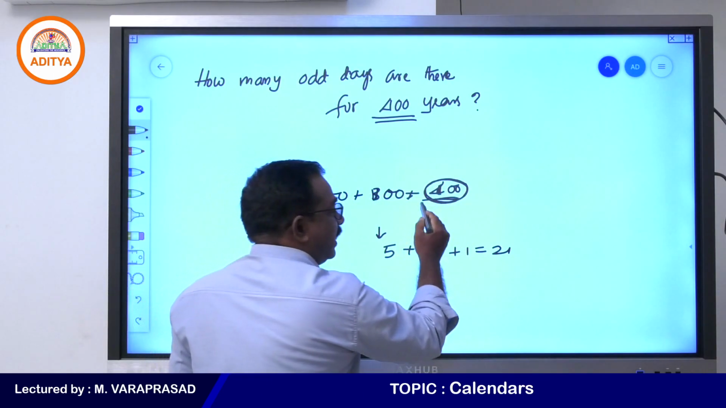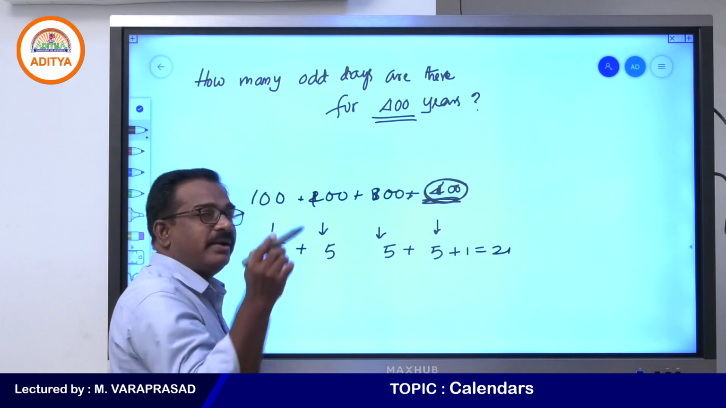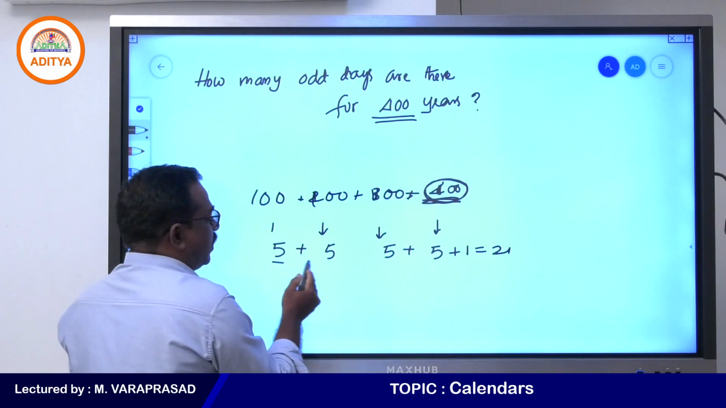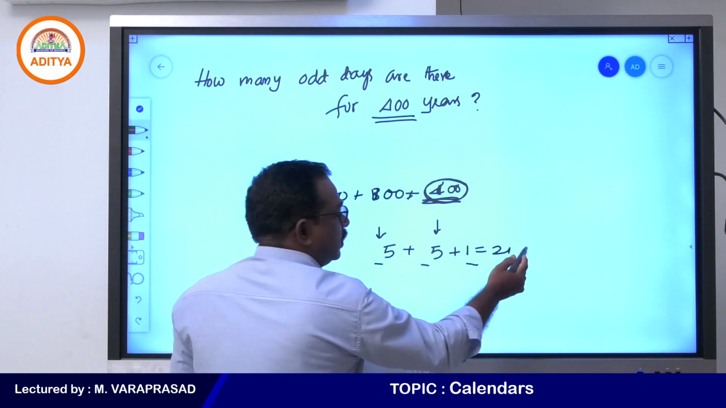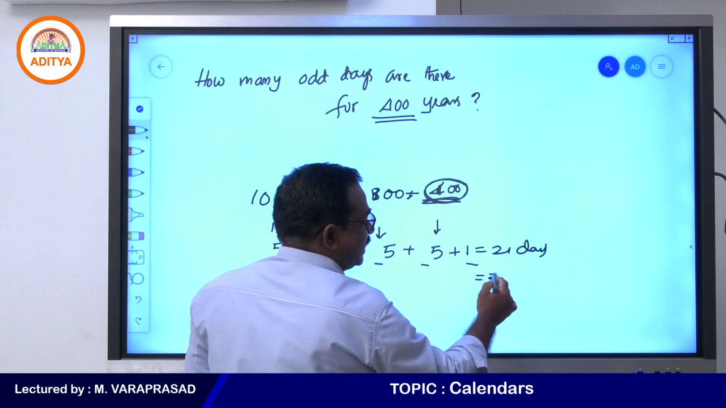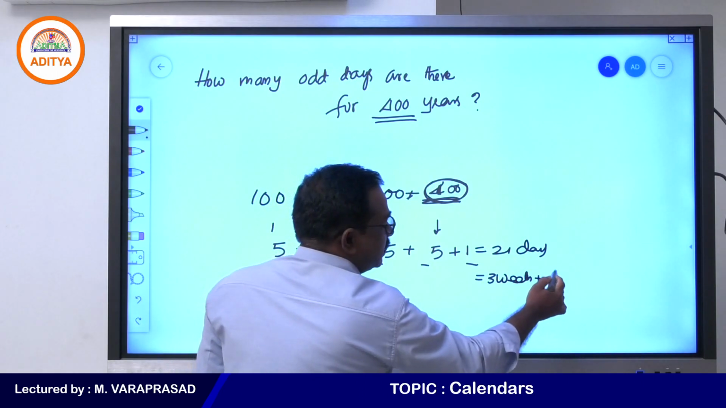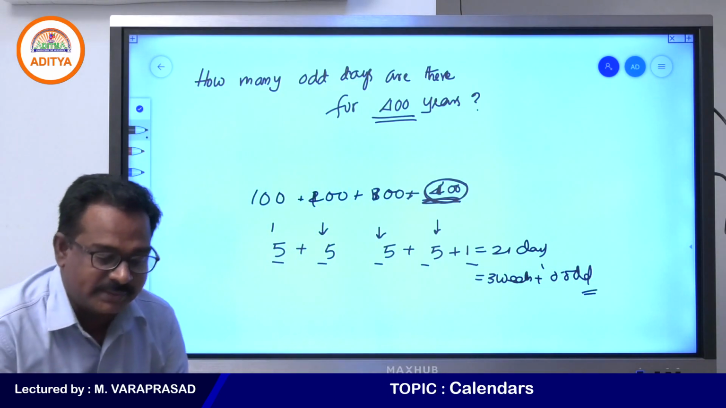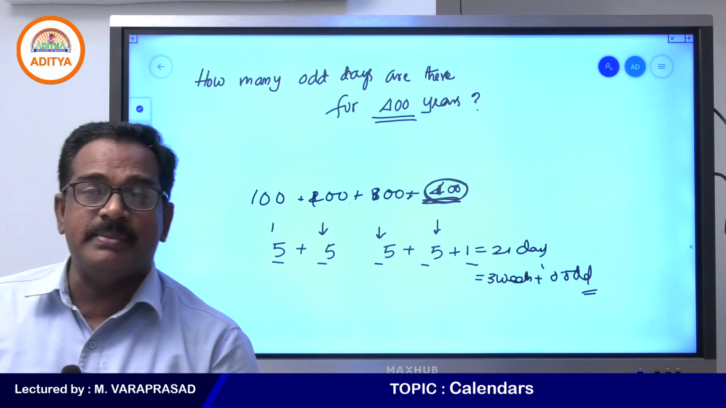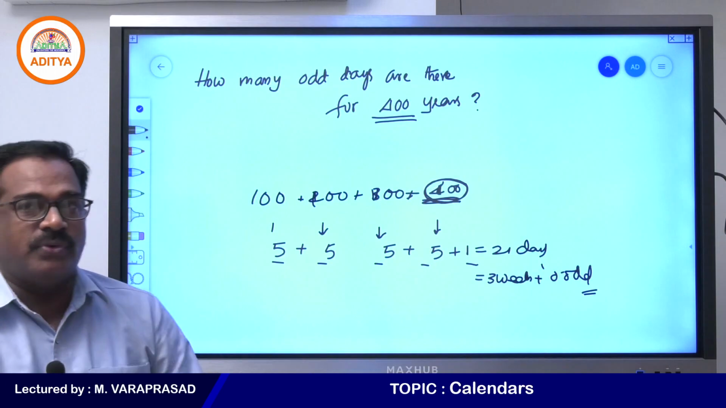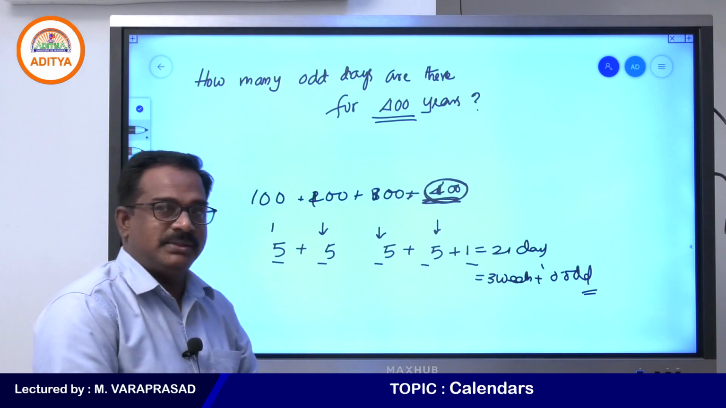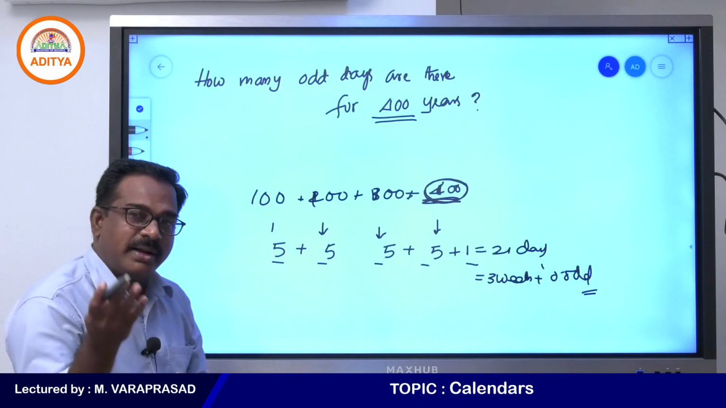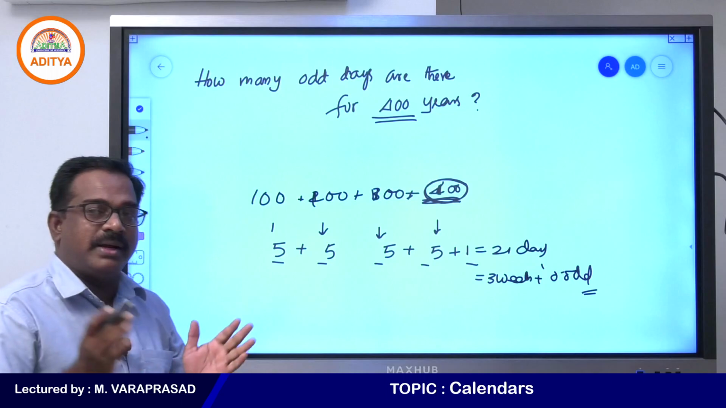For every 400 years you are getting a leap year in centuries, so one extra day we get in February. So totally 5 plus 5 plus 5 plus 5 plus 1, 21 days, which means exactly 3 weeks plus 0 odd days. So 400 years has 0 odd days. Yesterday I told that every leap century, 400, 800, 1200, 1600, 2000, all have 0 odd days.